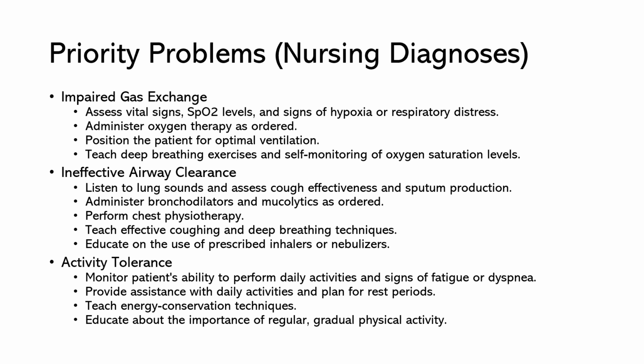Remember, you need to look at the evidence for your particular patient, and these must be customized. These are not one size fits all or cookie cutter. They're just to give you some ideas. So let's start with we may have impaired gas exchange. So we're going to want to monitor vital signs and oxygen levels, observe for signs of hypoxia and respiratory distress. We'll administer any oxygen therapy as ordered and position the patient for optimal ventilation. And then we'll explain the importance of deep breathing exercises, instruct the patient about monitoring their own oxygen saturation levels.